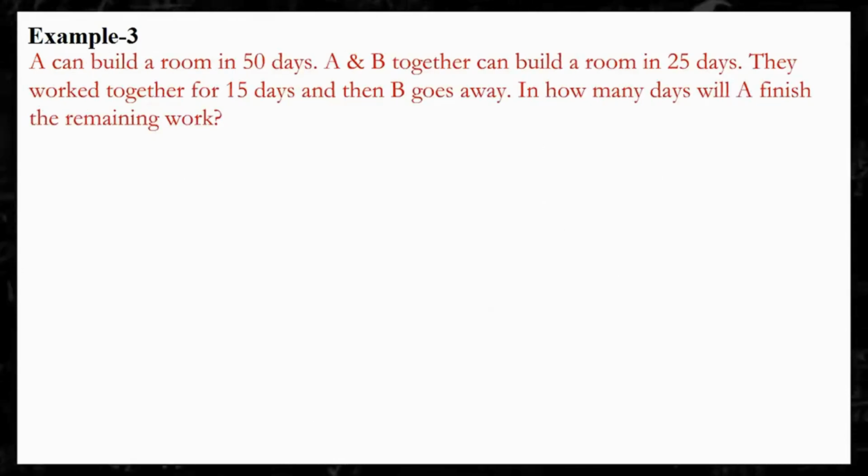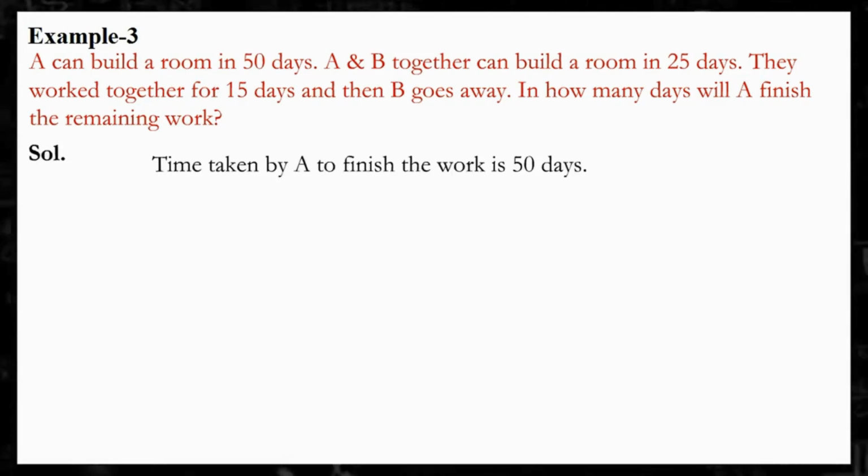Example 3. A can build a room in 50 days. A and B together can build a room in 25 days. They work together for 15 days and then B goes away. In how many days will A finish the remaining work?